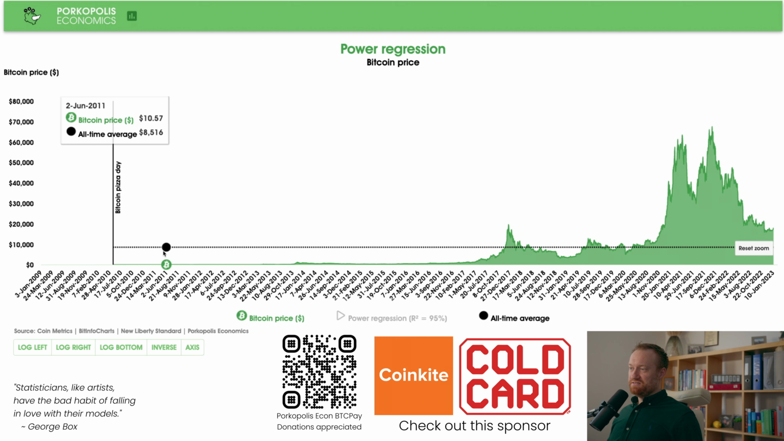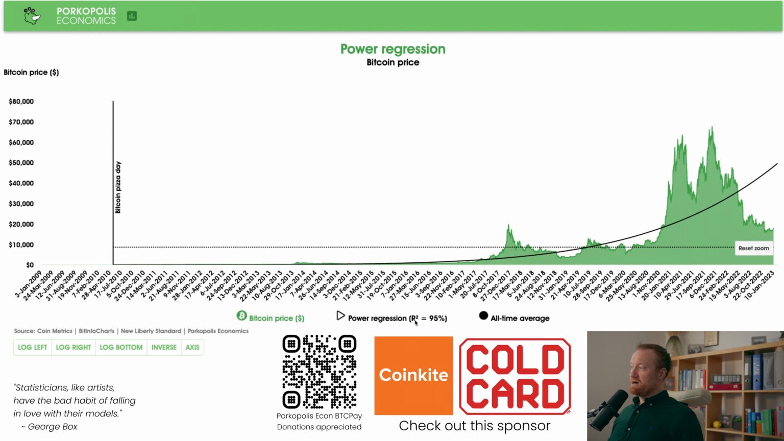Clearly, the average means nothing in the early years because this all-time average didn't exist back then in 2012, 2013. Maybe people could dream of $8,500 Bitcoin, but it didn't even touch that amount till late 2017. And now, of course, it's well above it. Again, I'm not saying where Bitcoin is going to go. I'm just telling you that we are still double the all-time average as of this recording.